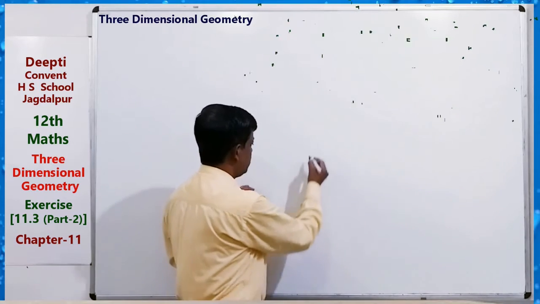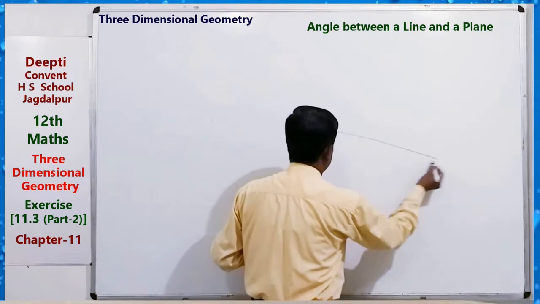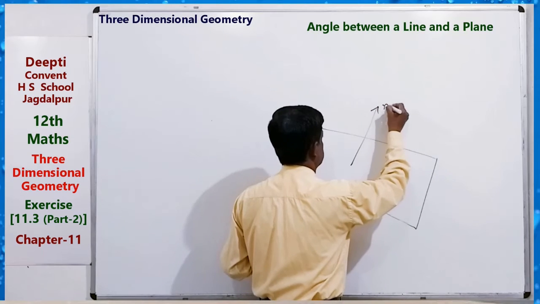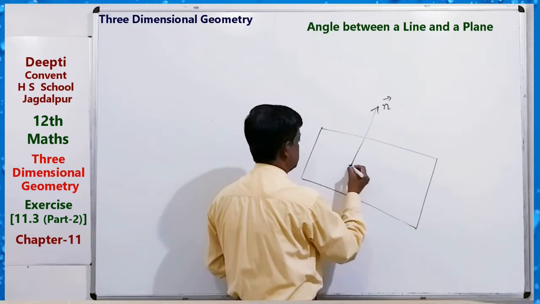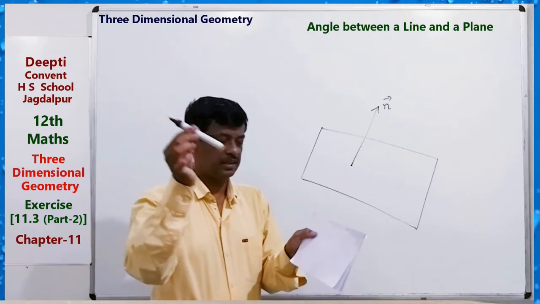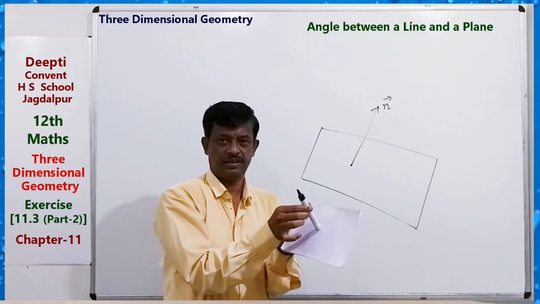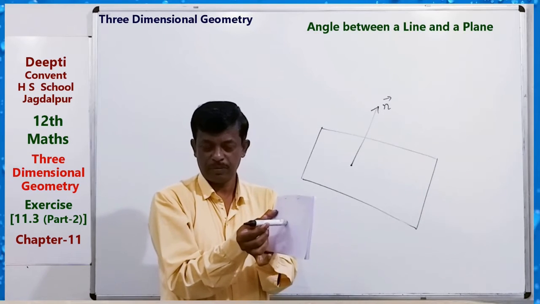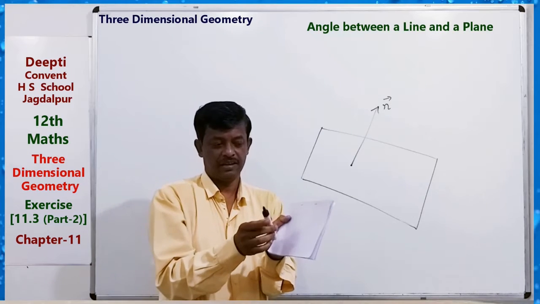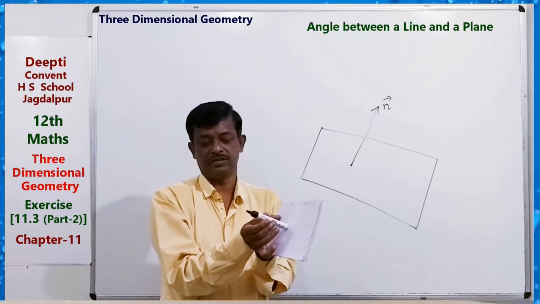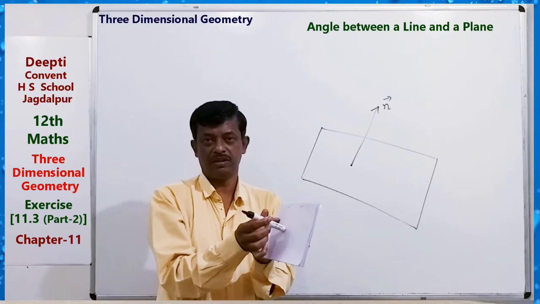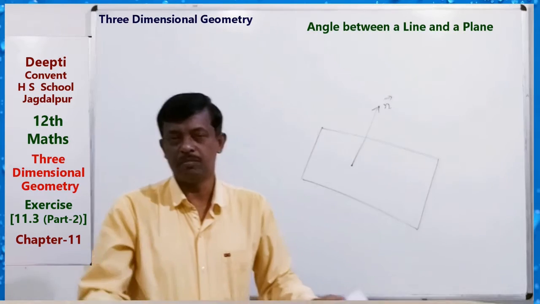Just suppose we have a plane like this, and its normal is this. Now, if this is a plane and this is a line intersecting it, the normal is this to the plane, and the line is this. Now, this angle between the line and the normal can be found by 90 minus theta. 90 minus theta means the complement of the angle.